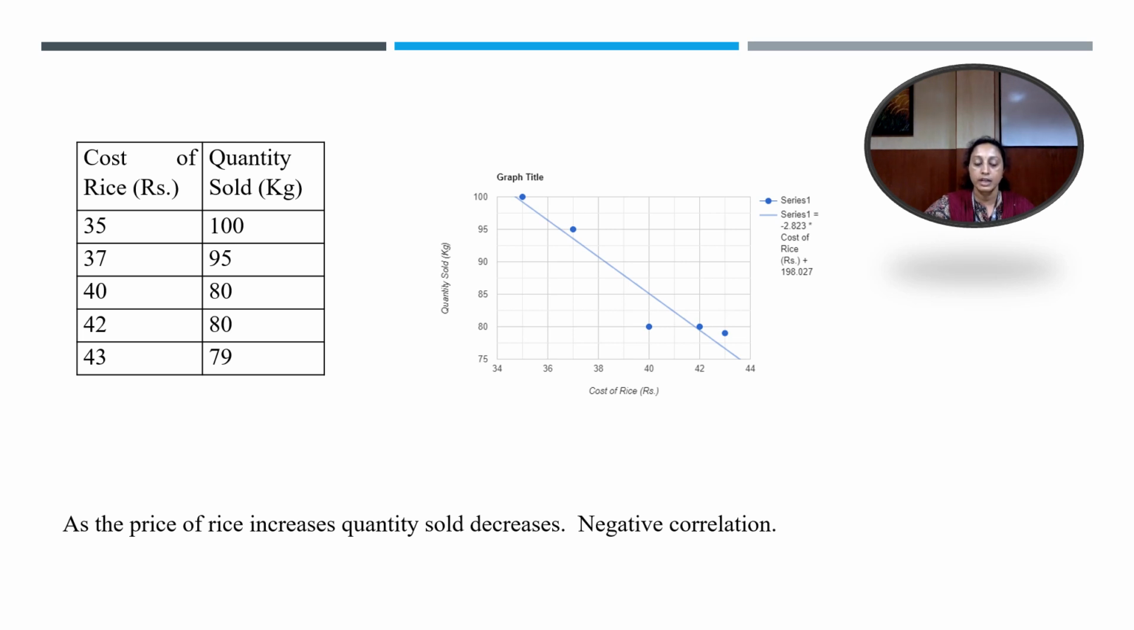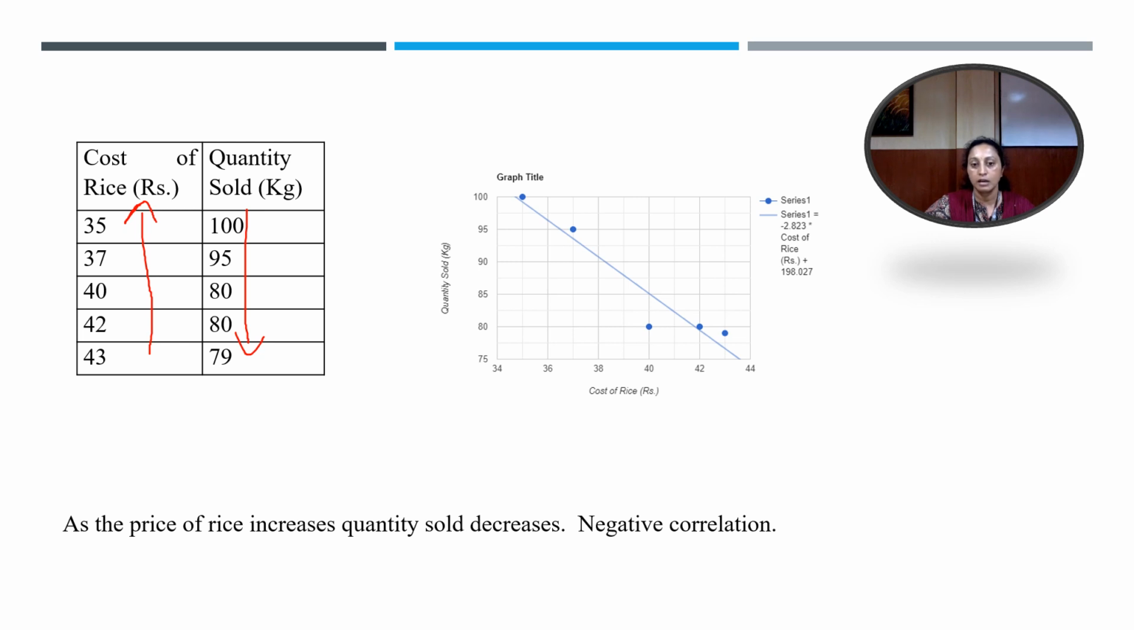When the cost of rice is 35 rupees per kilogram, the quantity sold is 100 kilograms. The cost of the rice is 37 rupees per kilogram. The quantity sold is 95 kilograms. So we observe that as the cost of the rice is increasing, the quantity sold is decreasing.